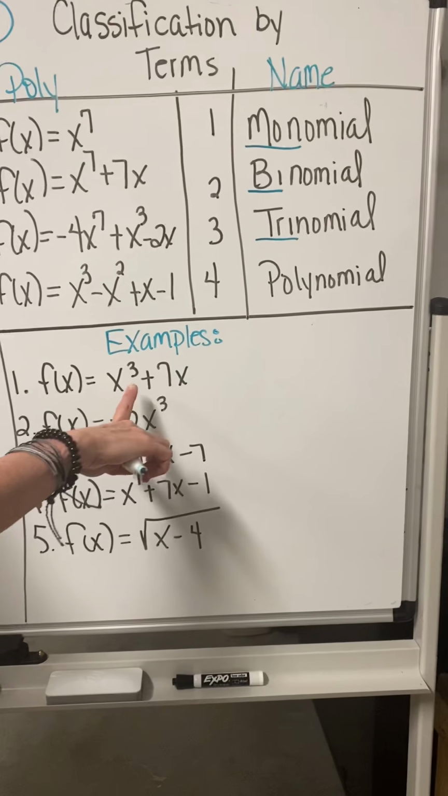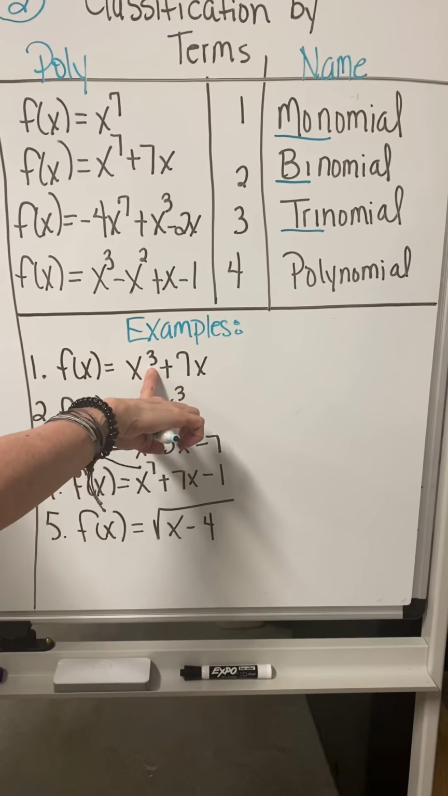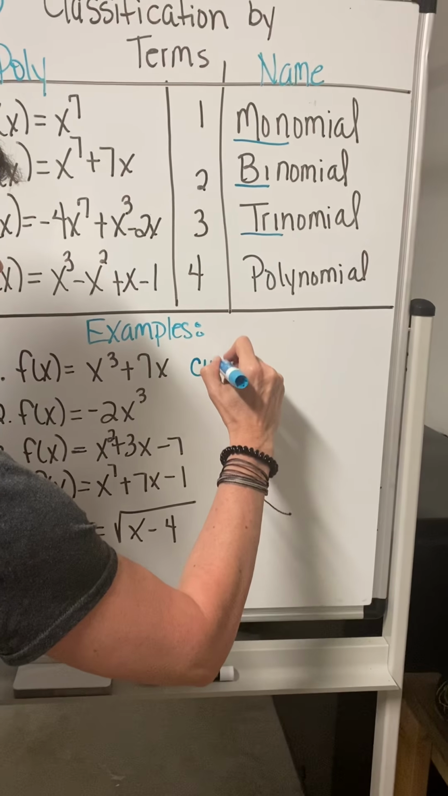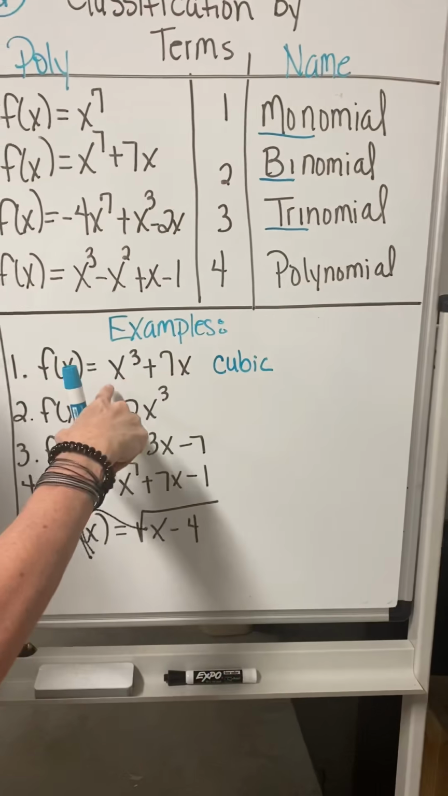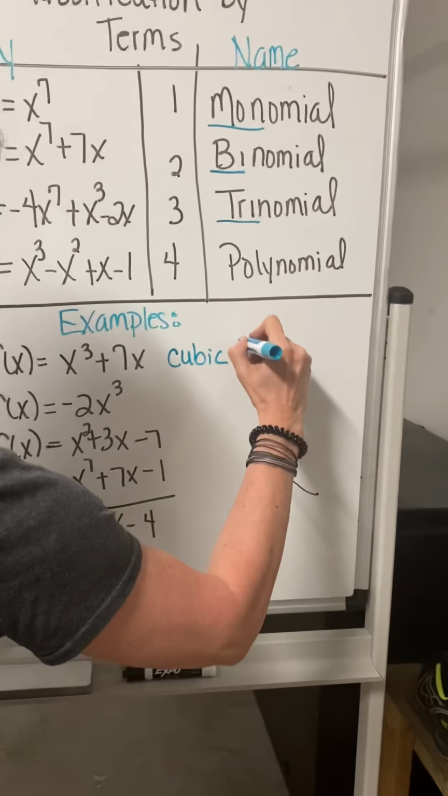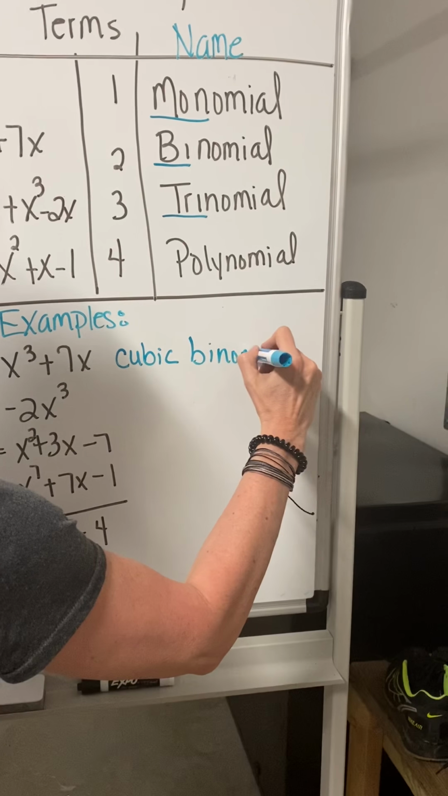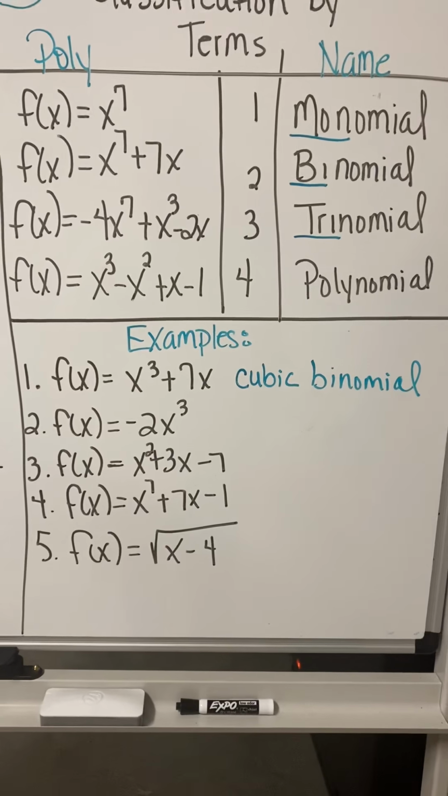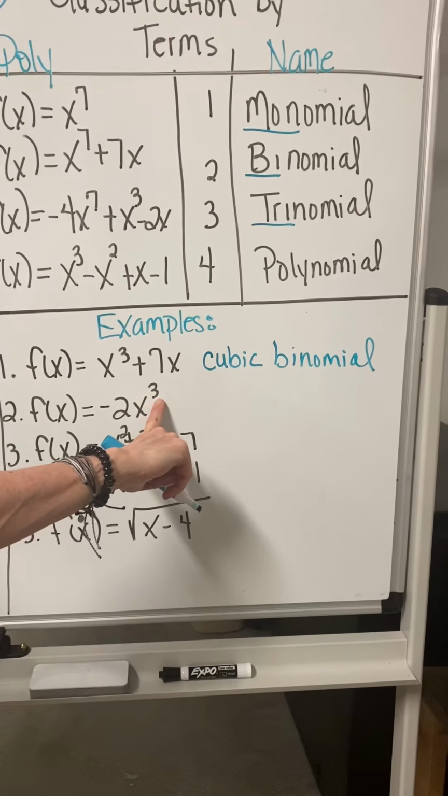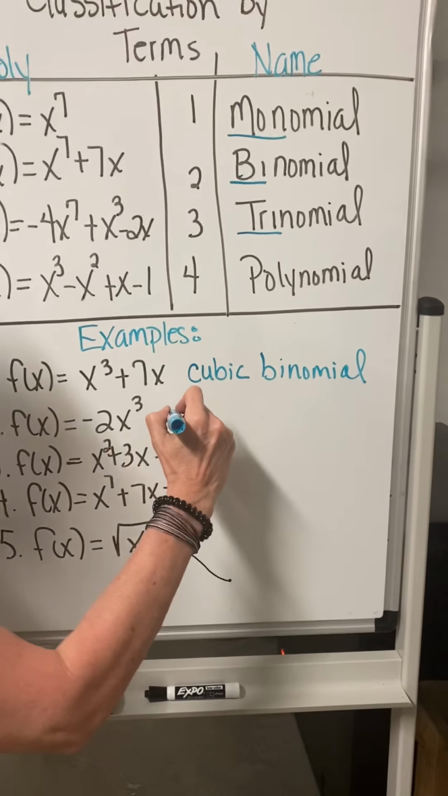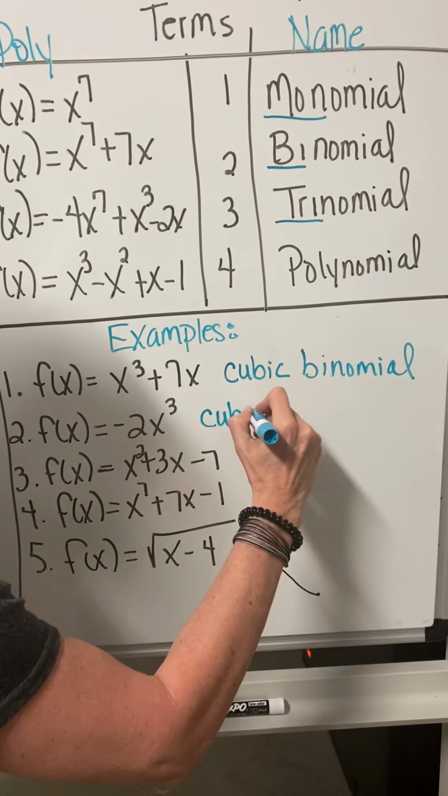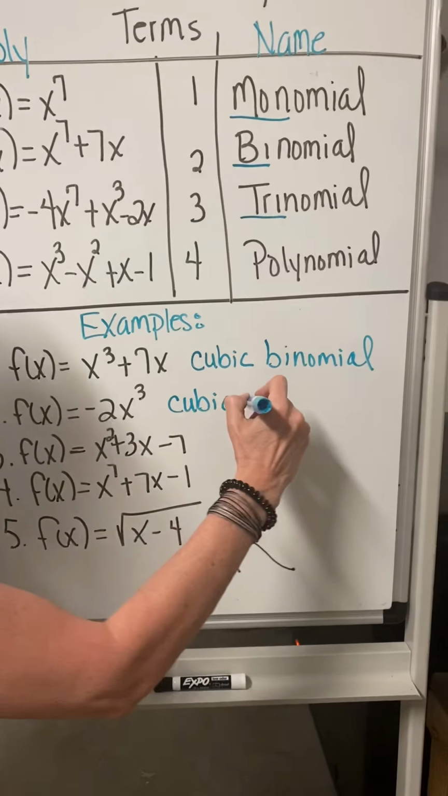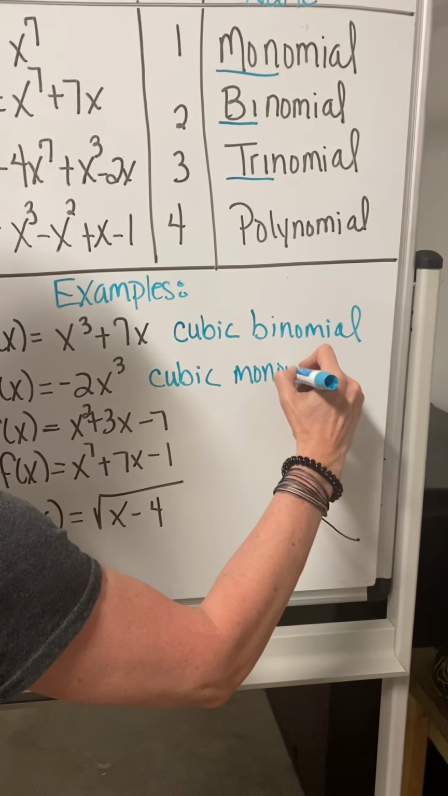So for this one, the highest degree, or the degree of this, is going to be 3 because that's the biggest exponent. And so that makes this a cubic. And then it has 2 terms, so that makes this a cubic binomial. So that would be the classification for that polynomial, okay? The second one, also the highest exponent, or really the only exponent, is 3. So this would also be a cubic. So that's by the degree name. And now we're going to give it the term name. That's only one term. So that would be a cubic monomial.